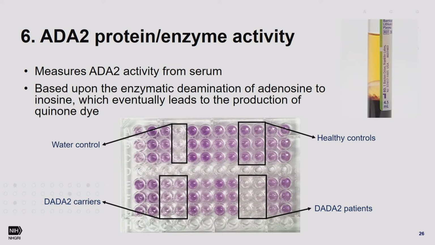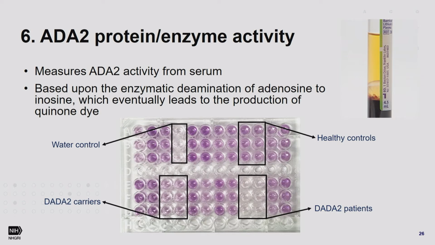So Oskar and I both mentioned mutations and ways to detect these mutations in the DNA. Another way that we can detect adenosine deaminase 2 deficiency is by testing the protein activity. So we use this assay. It does not have a fancy name like MLPA. We just call it the ADA2 protein activity assay to measure ADA2 activity.